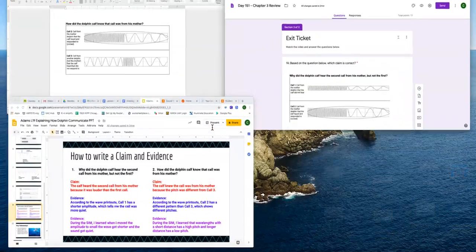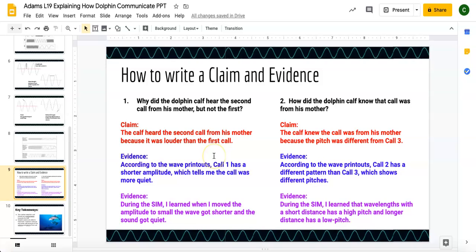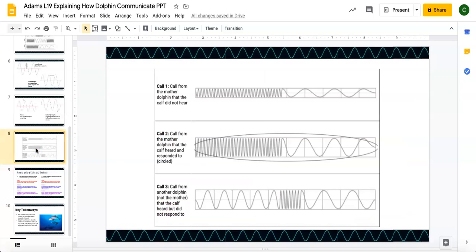So I'm going to show you a quick slide. This is how I came up with my claim and my two pieces of evidence for the two different questions. Just like I showed you this piece of evidence, which is going to be on your assessment tomorrow, I'm going to show it again. Call 1, it was too low. It was too quiet of a sound. Call 2, this was the mother sound. The calf was able to identify this as the mother sound. Call 3, the pattern was different. It wasn't the calf's mother.